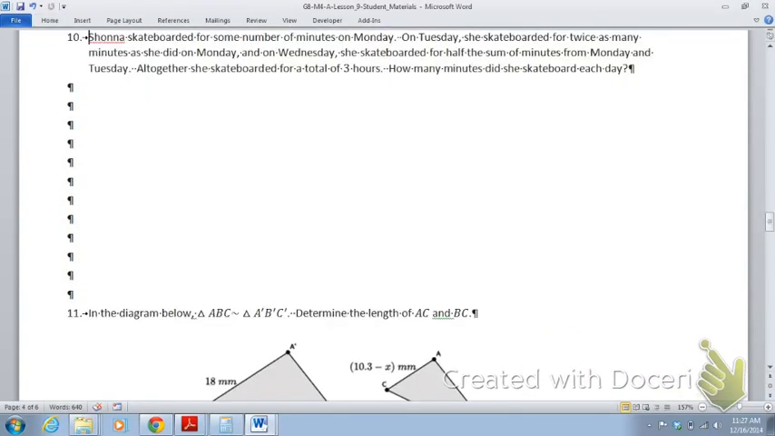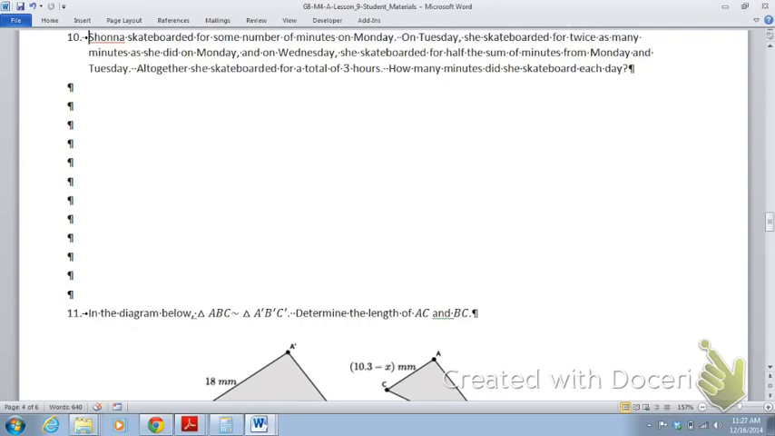All right, number 10 says, Shauna skateboarded for some number of minutes on Monday. Then on Tuesday, she skateboarded for twice as many minutes as she did on Monday. And on Wednesday, she skateboarded for half the sum of minutes from Monday and Tuesday. Altogether, she skateboarded for a total of 3 hours. So how many minutes did she skateboard each day?